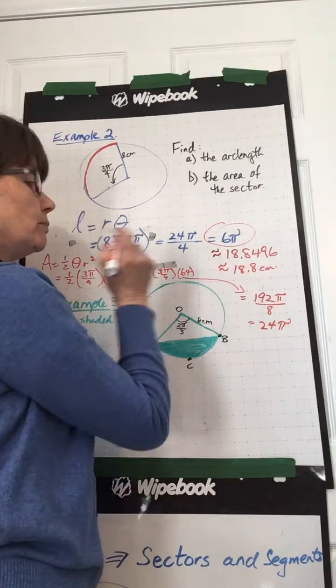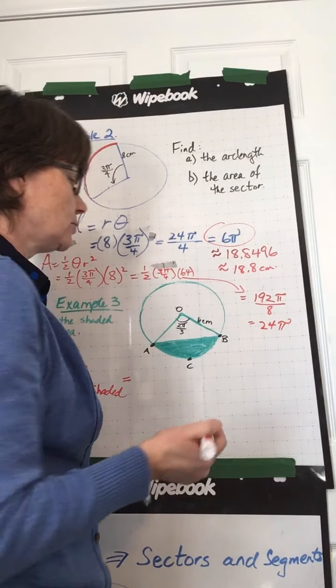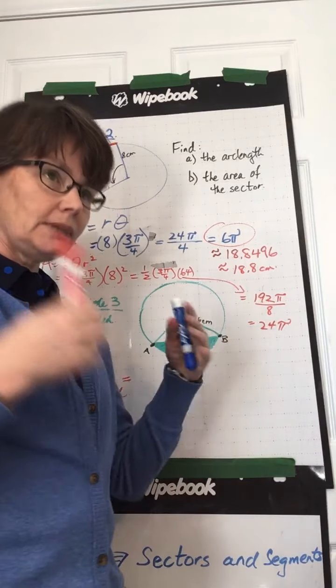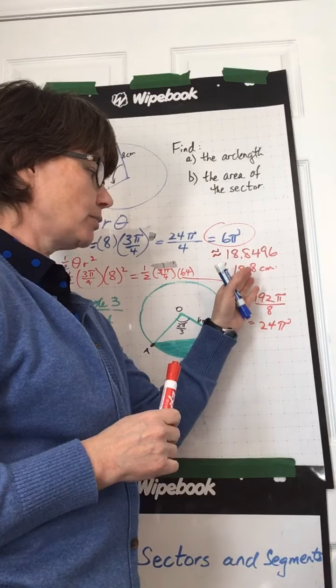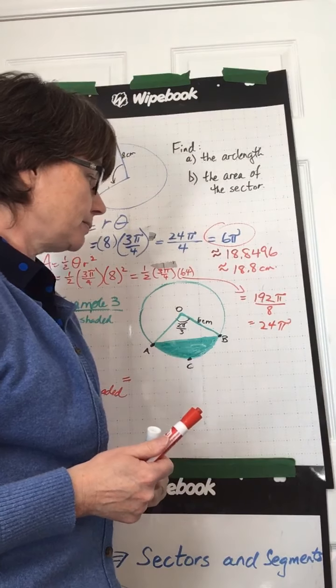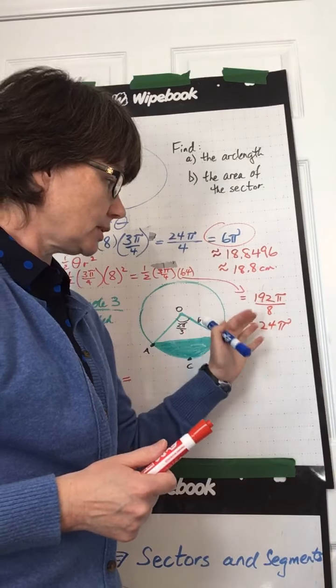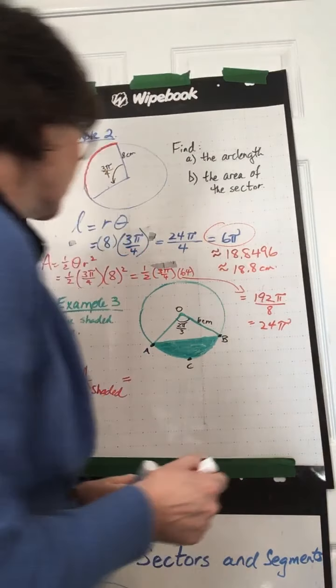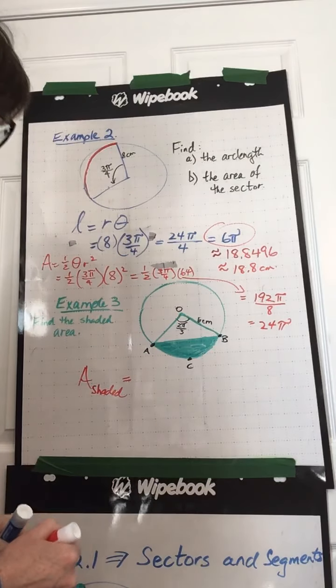The units here would be centimeters squared. Okay, 24 pi centimeters squared. Again, if you want to really have an idea in your mind how big that number is, you could do 24 multiplied by pi and find out. Use the actual pi button, not the 3.14. All right, back to example 3.